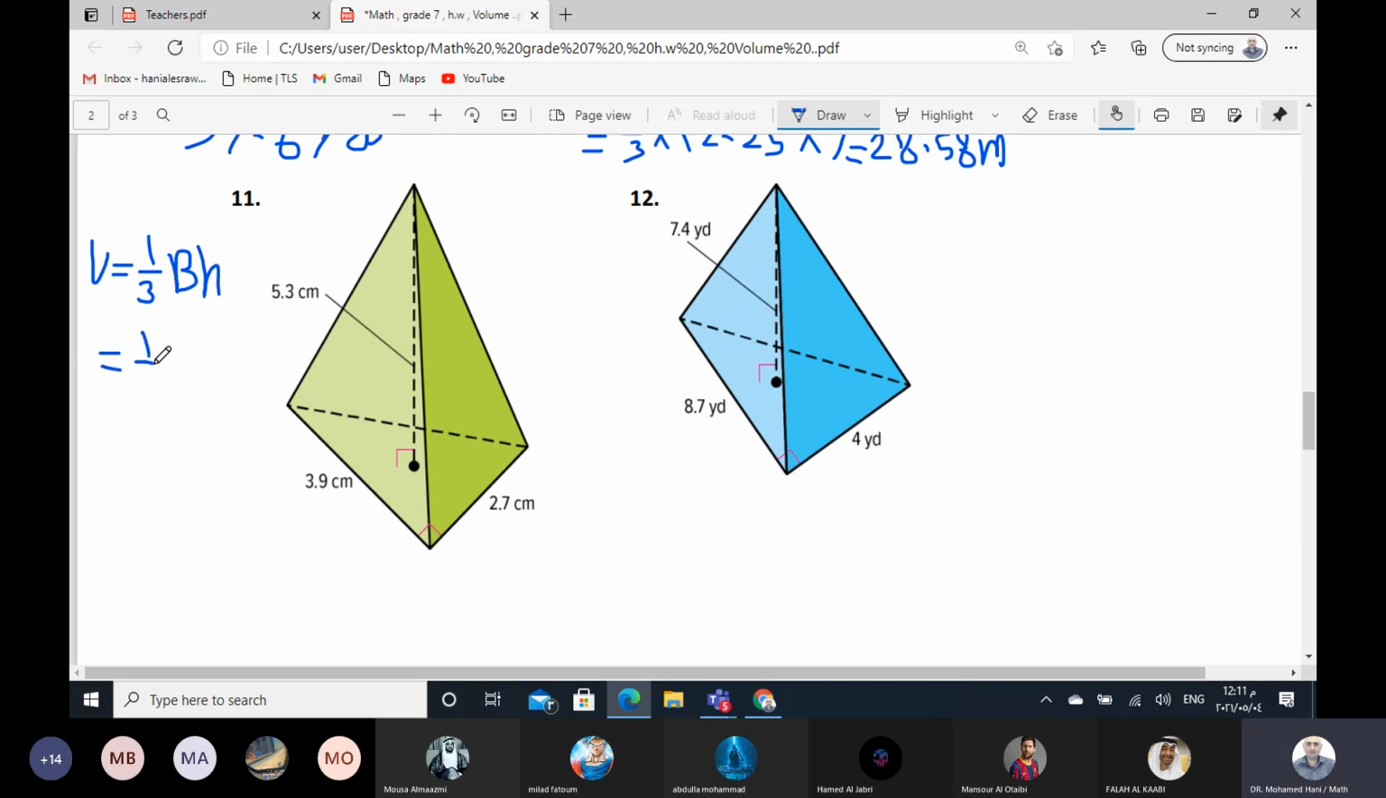So here we have 1 over 3, and as you see the base will be a triangle. The area of the triangle will be 1 over 2 multiplied by the base of the triangle, which will be 2.7, times the height of the triangle, which will be 3.9, times the height of the pyramid. The height of the pyramid will be 5.3.